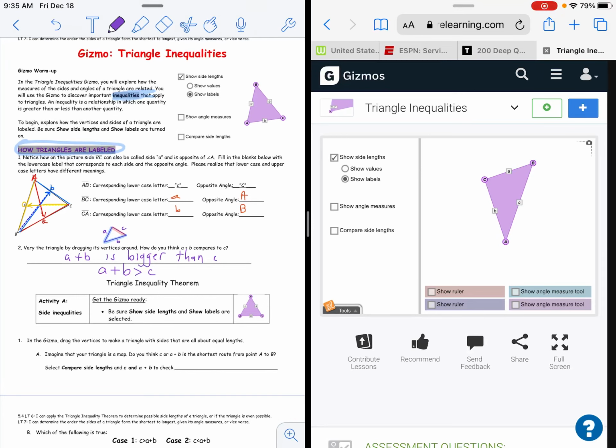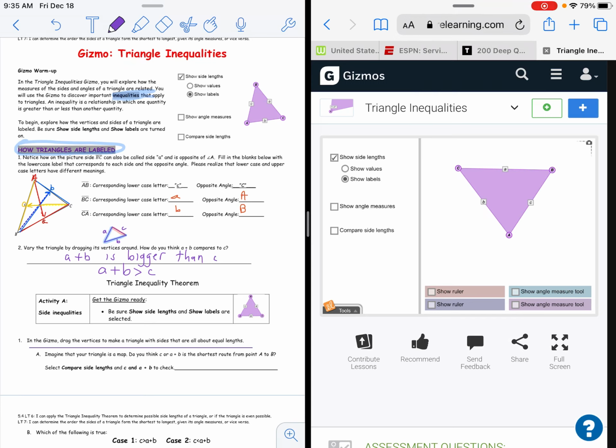All right, so activity A, we're going to get the Gizmos ready. Show side length is turned on, show labels is selected. So we're going to make it all in the Gizmos. We're going to drag the vertices to make a triangle with sides that are all about equal lengths.